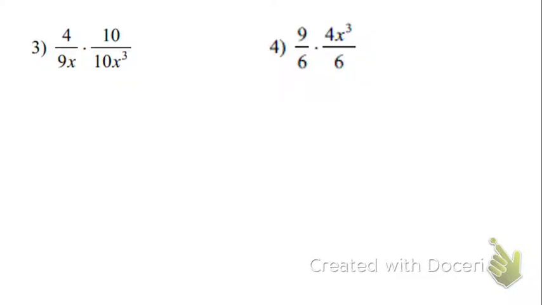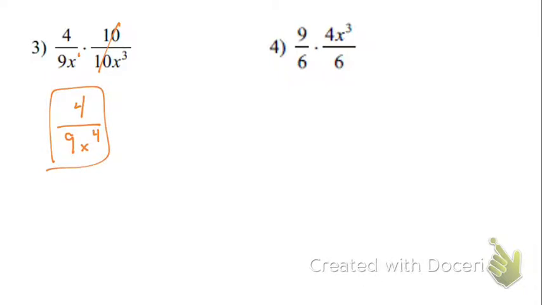Now, on number 3, I would take these 10s out first because they're there. Why not? And then I'd do 4 on top because that's it. And I have 9, and x to the first times x to the third is x to the fourth. That's it. Nothing else simplifies.